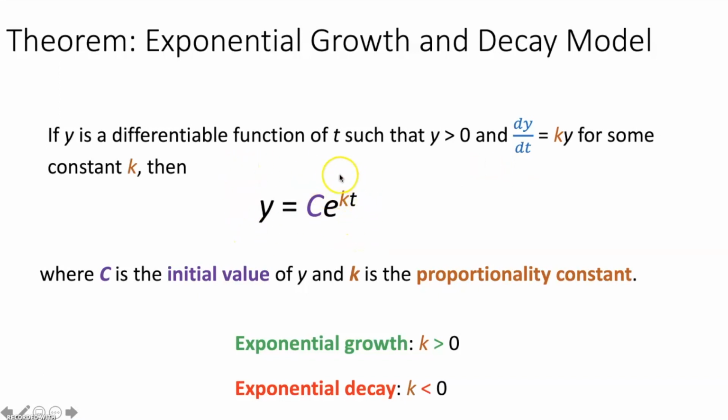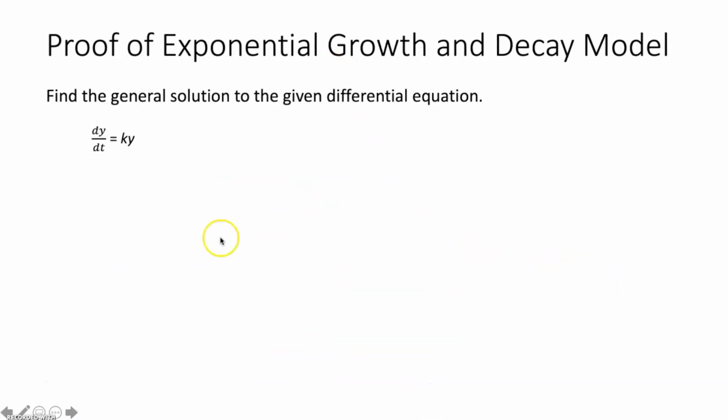Now the most important thing to note in this exponential growth and decay model would be the sign of your k value. If k is some positive number greater than 0, then your y value, your dependent variable, will experience exponential growth. It will increase exponentially. If your k value is negative, if it's some number less than 0, then your y value, your dependent variable, will experience exponential decay. So let me quickly show you the proof of the exponential growth and decay model.